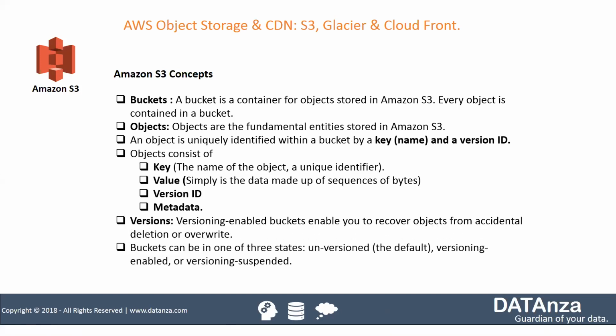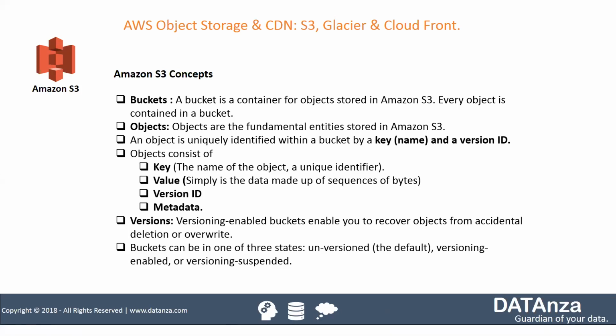Okay, so buckets can be in one of three states. Unversioned, that is the default state. As I said, in the practical we are going to enable versioning on a bucket. If you don't enable it, that is the default one. It is unversioned. If you lose the file, you lose the object, it is gone, you cannot recover it. There are no previous versions available. So that is the default behavior.